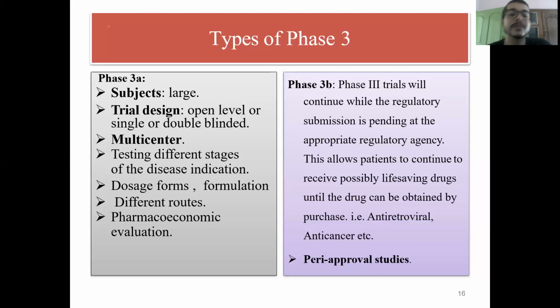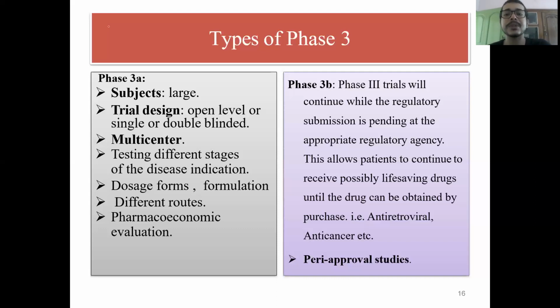So this is the pharmacoeconomic evaluation: in the country I'm going to release it, are they able to buy it at a high cost? All these economic matters related to that particular drug have to be considered.